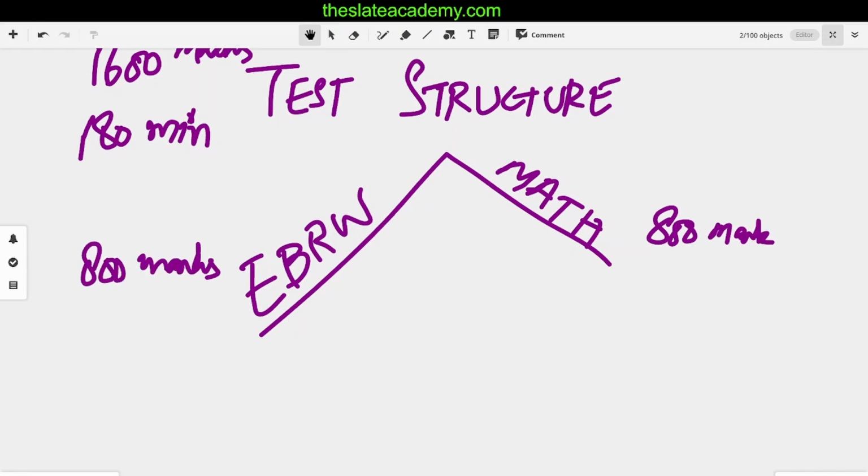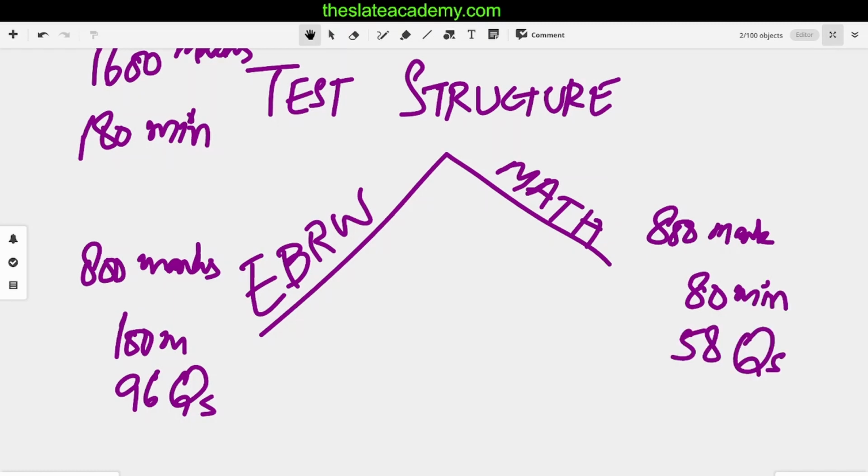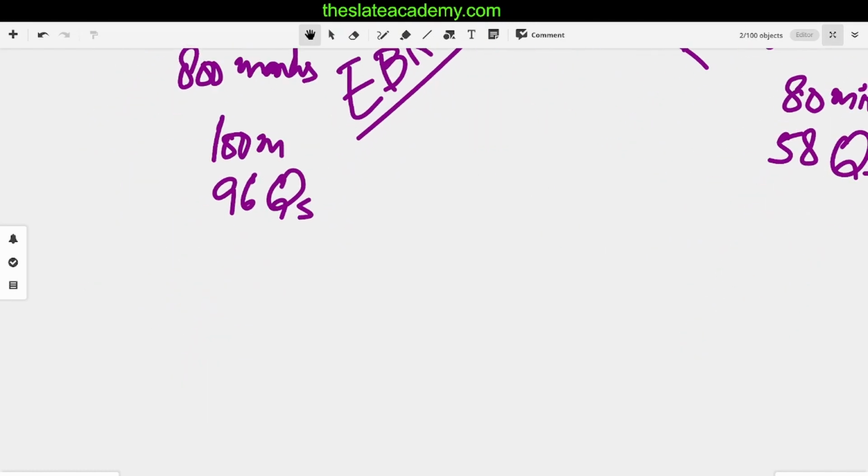For the evidence-based reading and writing, you'll have 100 minutes, and in those 100 minutes, you'll have to answer 96 questions. Whereas for the math portion, you'll have a total time of 80 minutes, and in those 80 minutes, you'll have to answer 58 questions. We can further divide this into multiple categories.